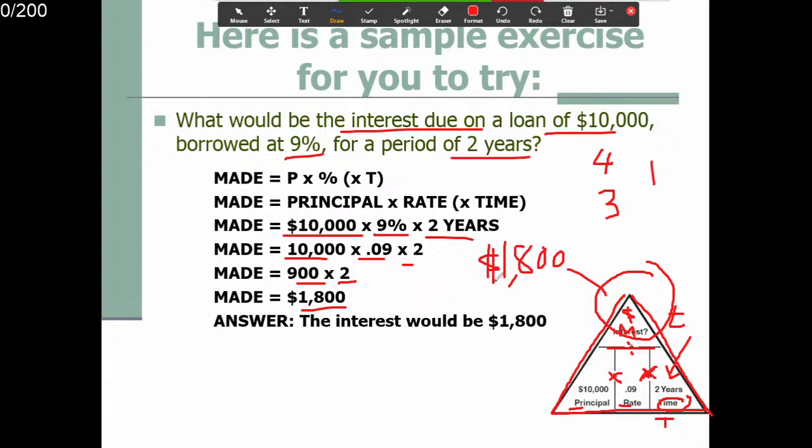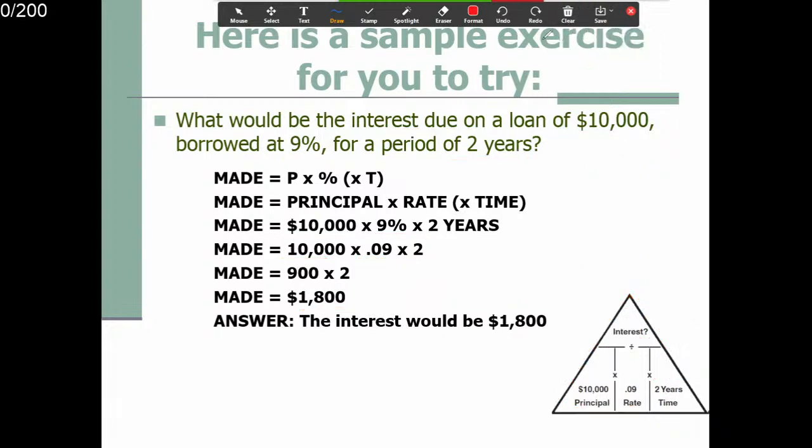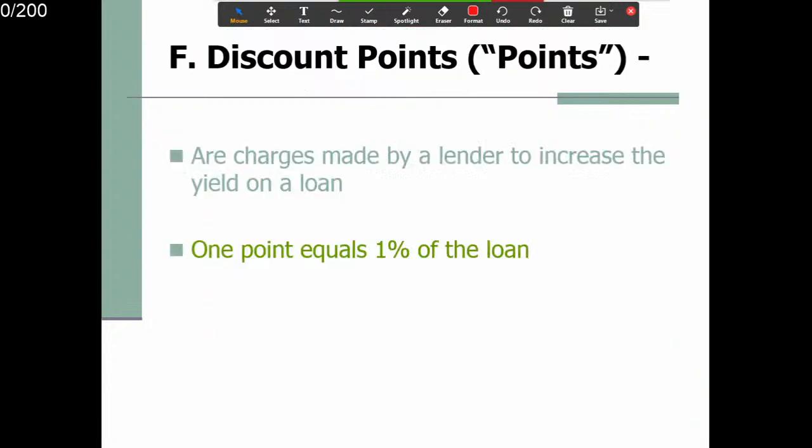OK，你收的利息，你是银行了，OK，你收利息是多少？OK，你借出去1万块，你回收来9%，2年的时间，OK，一年900块，2年就是1800。OK，你赚到1800。Alright, discount points.